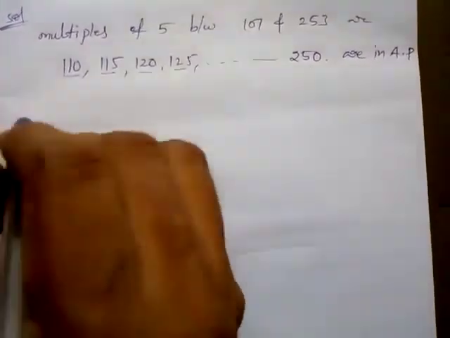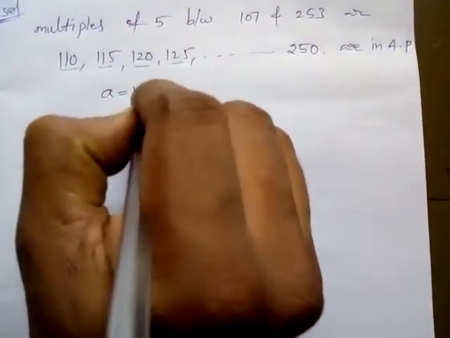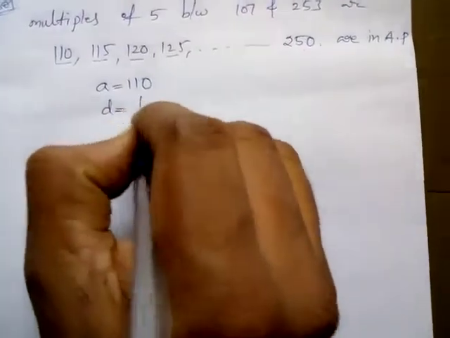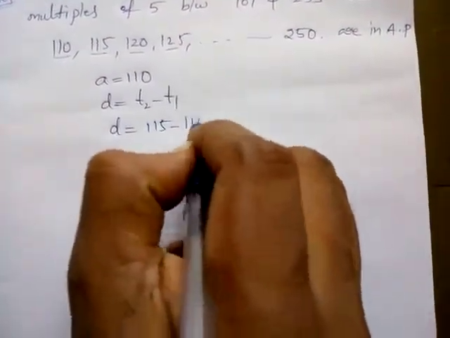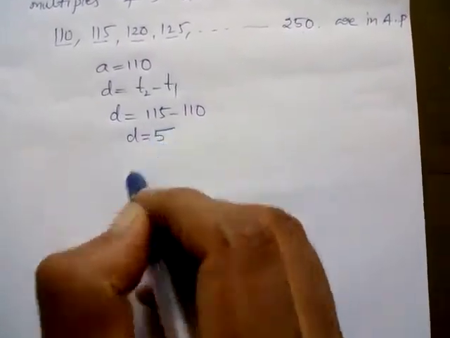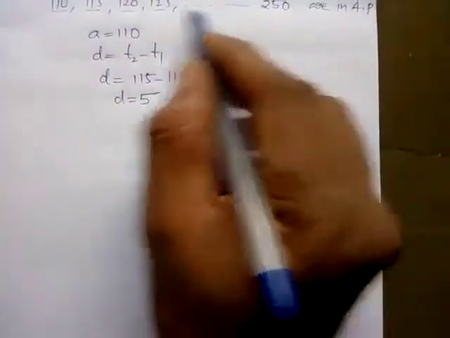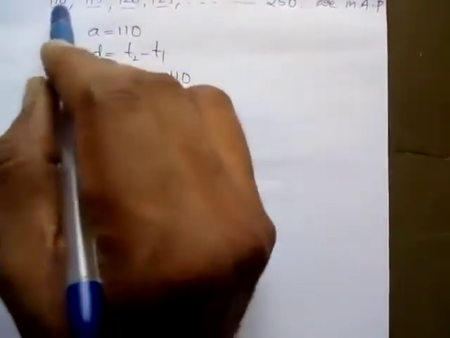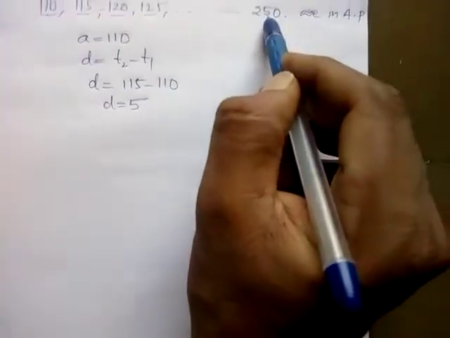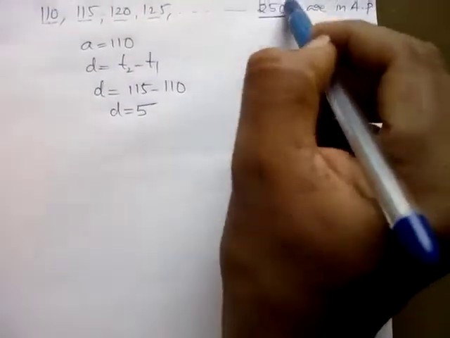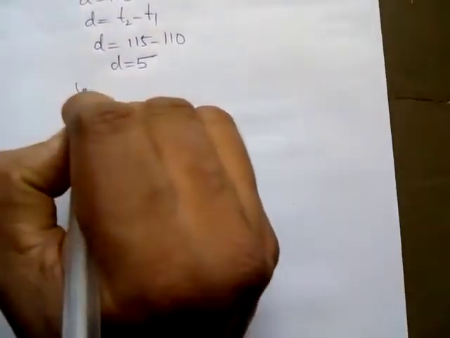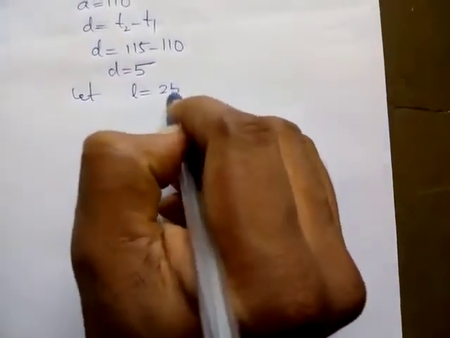How many terms? So here A is equal to 110. D is equal to T2 minus T1, so D is equal to 115 minus 110, so D is equal to 5. This is an AP series. From 110 to 250, multiples of 5, how many are there? In this series this is the last term, so let the last term L be equal to 250.